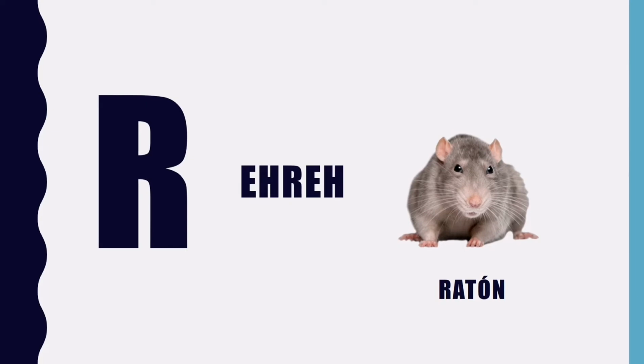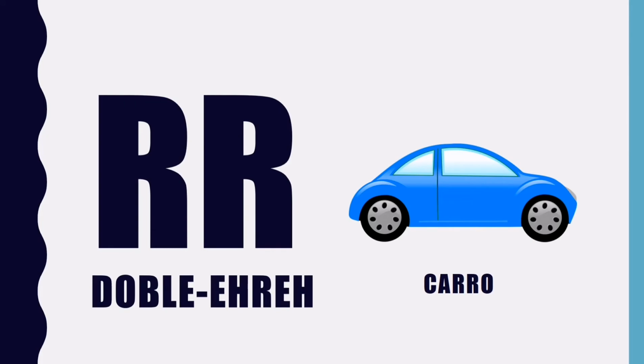Now the letter R is pronounced R, like the word ratón. Another special letter, we have a double R. We say doble R, like the word carro. Here you have to put a little bit more emphasis on the R to be able to differ between a normal letter R and double R. Carro, you don't say caro, because caro means something else.